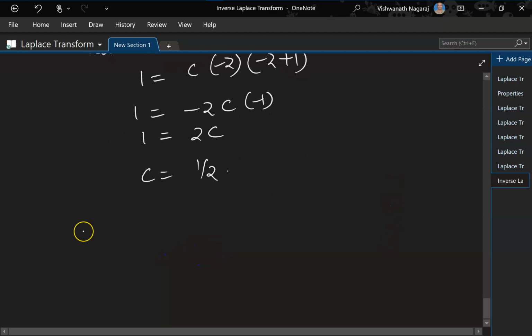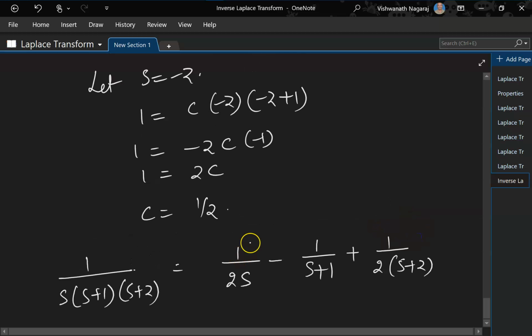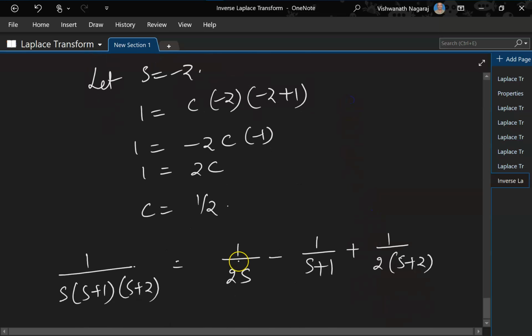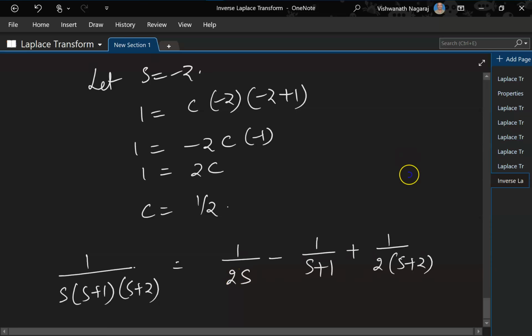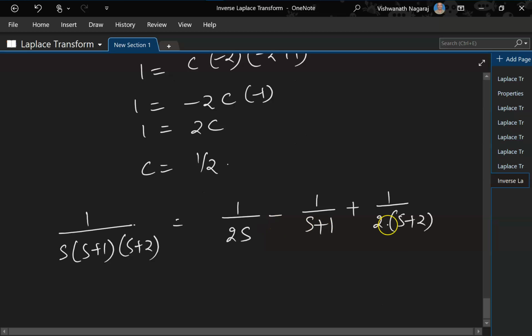So which means our fraction 1 by s times s plus 1 times s plus 2 becomes 1 by 2s minus 1 by s plus 1 plus 1 by 2 times s plus 2. Remember, this was a. A is 1 by 2, so I have taken 2 down, 1 by 2. In the second case, in case of b, it is minus 1, so minus 1 by s plus 1. And the c is 1 by 2. So 1 by 2. Okay.